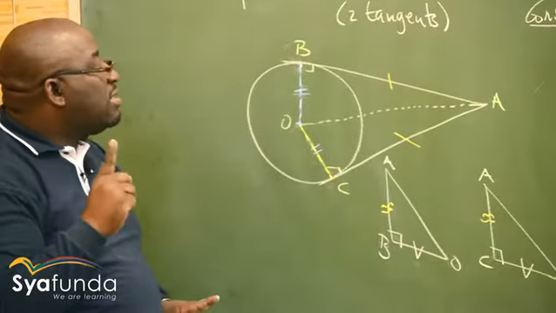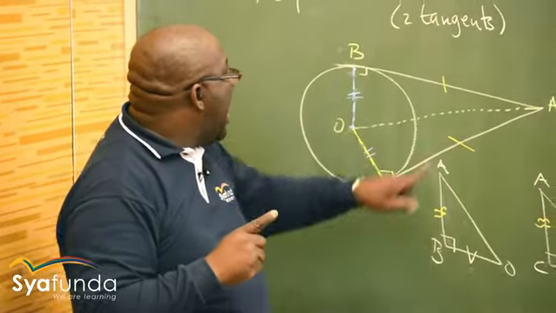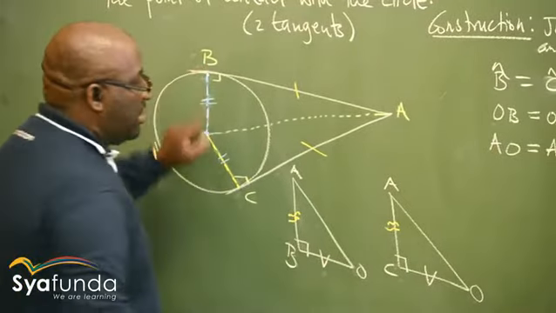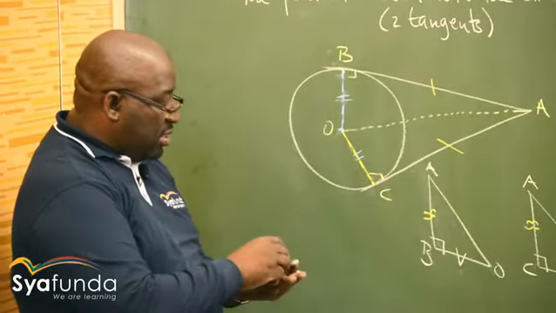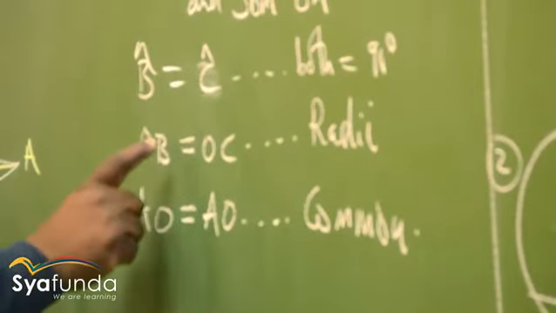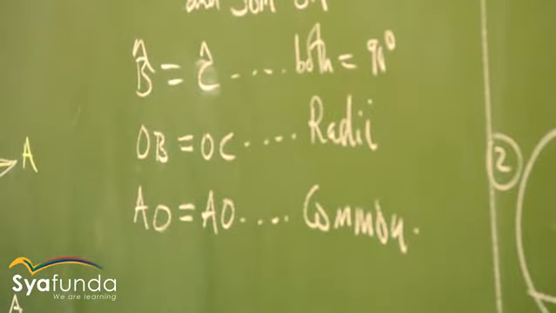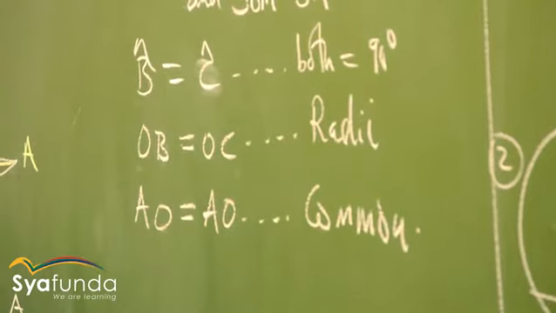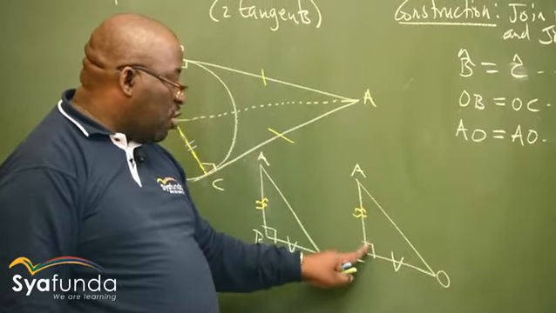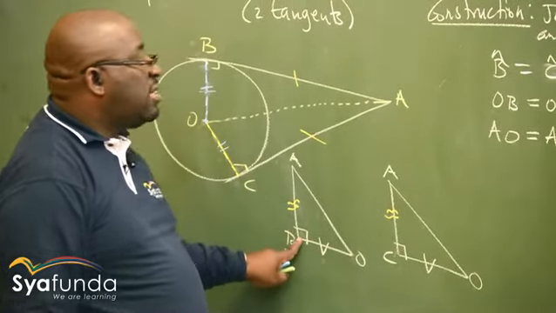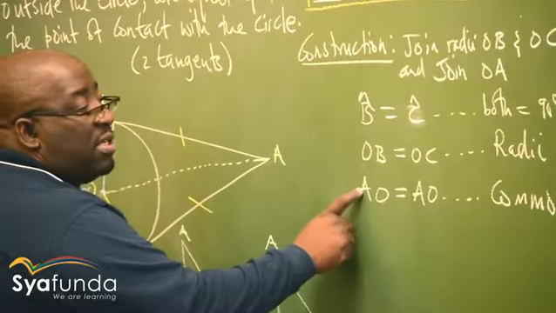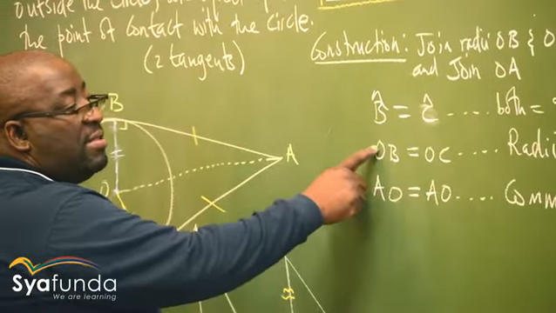All right, what is it that we want to show? We want to show that AB, which is this one, is equal to the yellow one, that side, which is AC. How do we do that? We've shown that this is 90 degrees, this is a radius, and what is this side AO called in the right angle triangle? The side opposite the 90 degrees, we call the hypotenuse. So this is the hypotenuse, this is the side, this is 90 degrees.